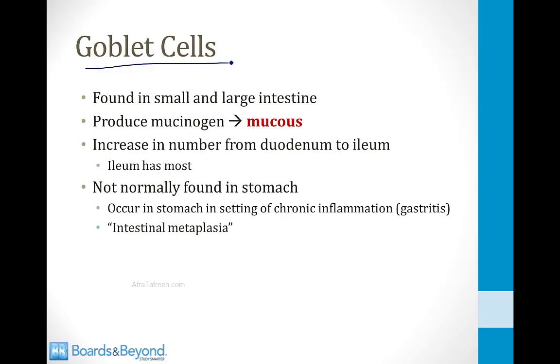I mentioned the goblet cells before. They are found in the small and large intestine, and they produce mucinogen, which goes on to form mucus. They increase in number from the duodenum to the ileum.